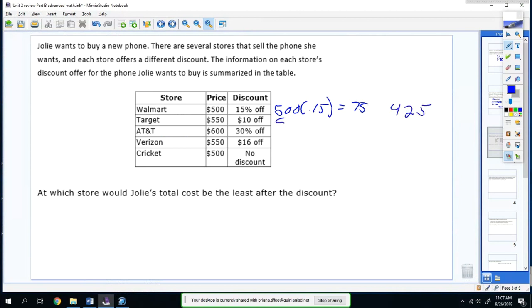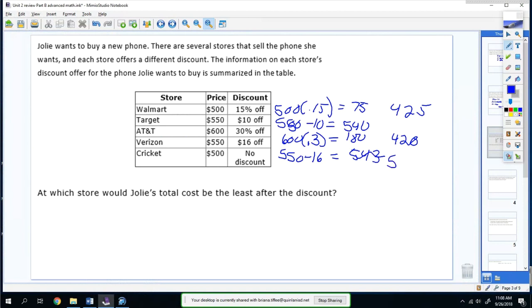Target is $10 off. You do 550 minus 10, which will be 540. AT&T is 600 with 30% off. So you do 600 times 0.3, and you get 180, and you subtract that, and you get 420. Verizon is just $16 off. So you do 550 minus 16, which equals 534. Oops, sorry, guys. And then Cricket is 500, no discount. So the cheapest one will actually be AT&T.